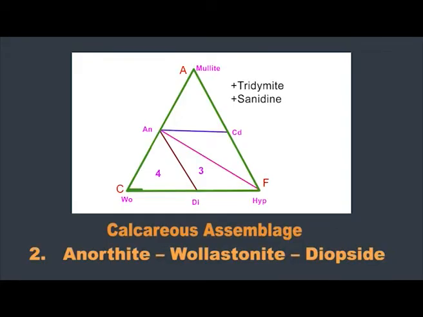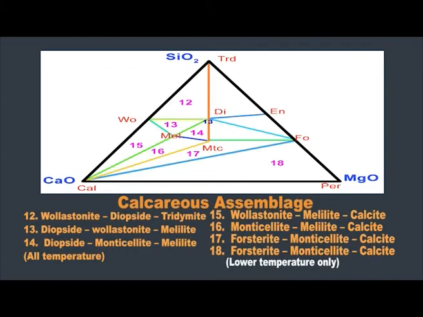Calcareous assemblages. Number 11, anorthite, wollastonite, diopside. 12, wollastonite, diopside, tridymite. 13, diopside, wollastonite, melilite. 14, diopside, monticellite, melilite. These all occur at variable temperature. 15, wollastonite, melilite, calcite. 16, monticellite, melilite, calcite. 17, forsterite, monticellite, calcite. 18, forsterite, monticellite, calcite occur only at lower temperature.